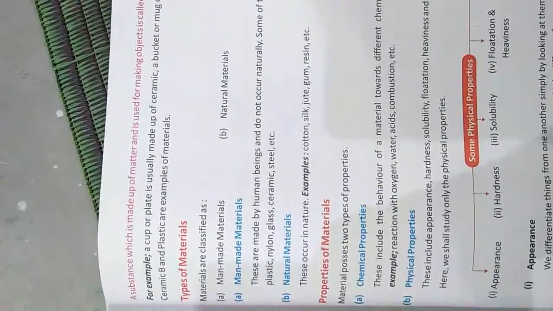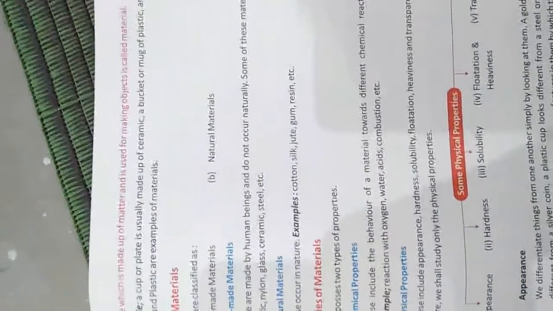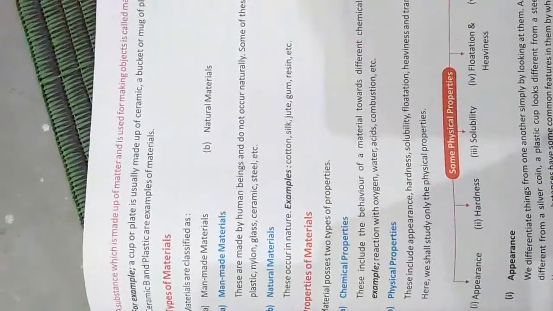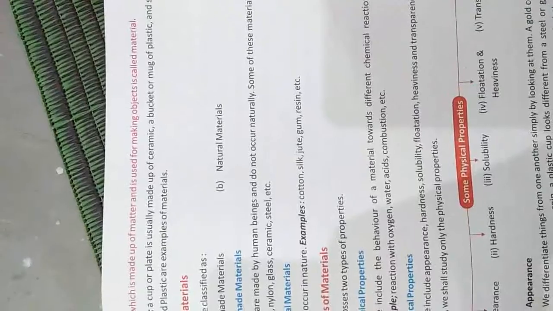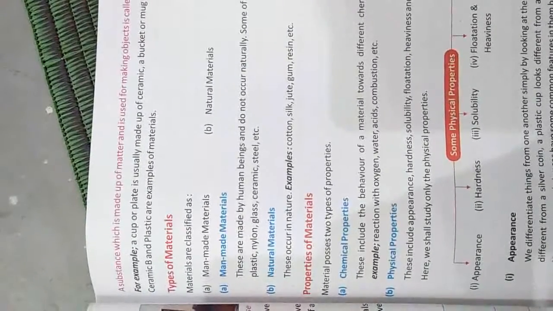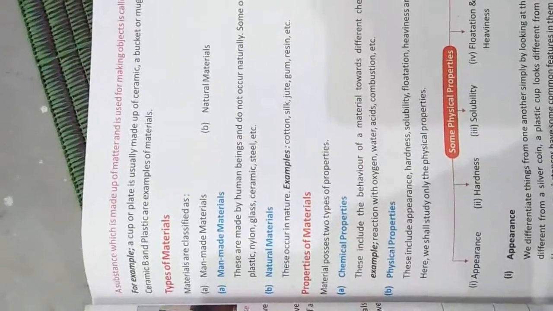So a substance which is made up of matter and is used for making objects is called a material. For example, a cup or a plate is usually made up of ceramic, a bucket or a mug of plastic, and so on. So ceramic and plastic are examples of material.